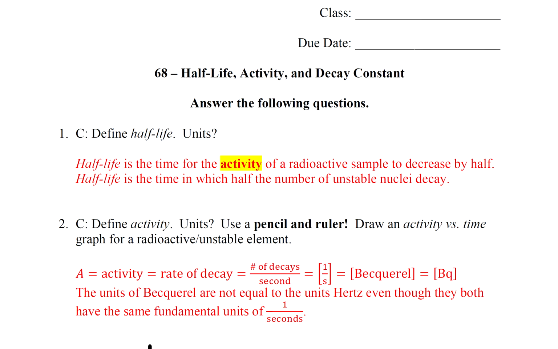T is time in seconds. So you see lambda t has no units, which is good because in e to the minus lambda t, the exponent minus lambda t should have no units. So time is on the horizontal, N as a function of t is on the vertical.